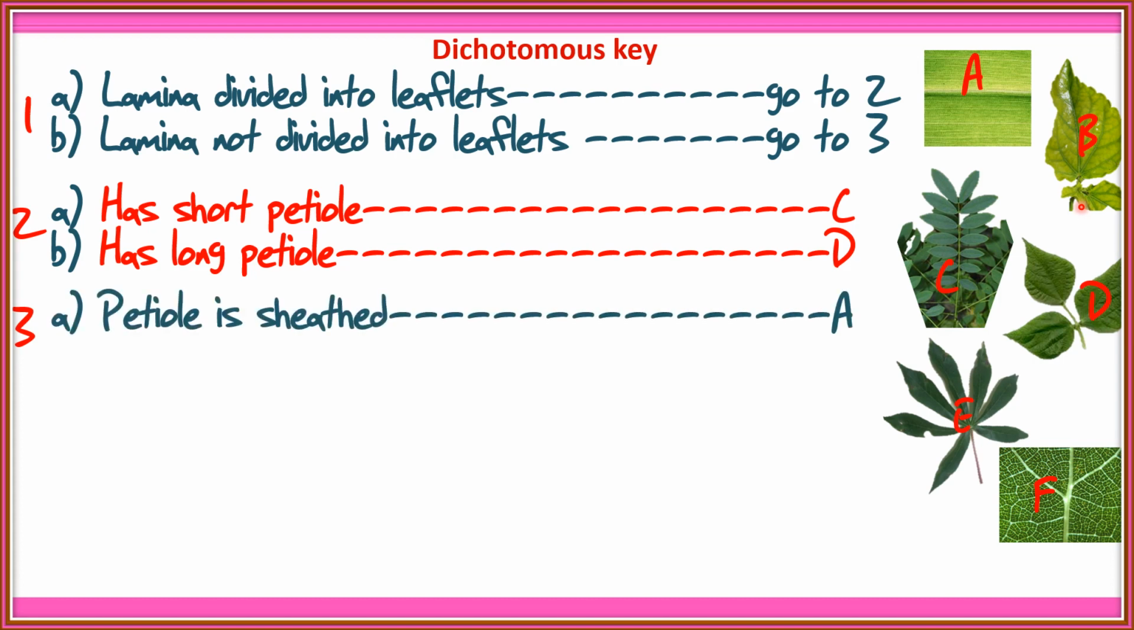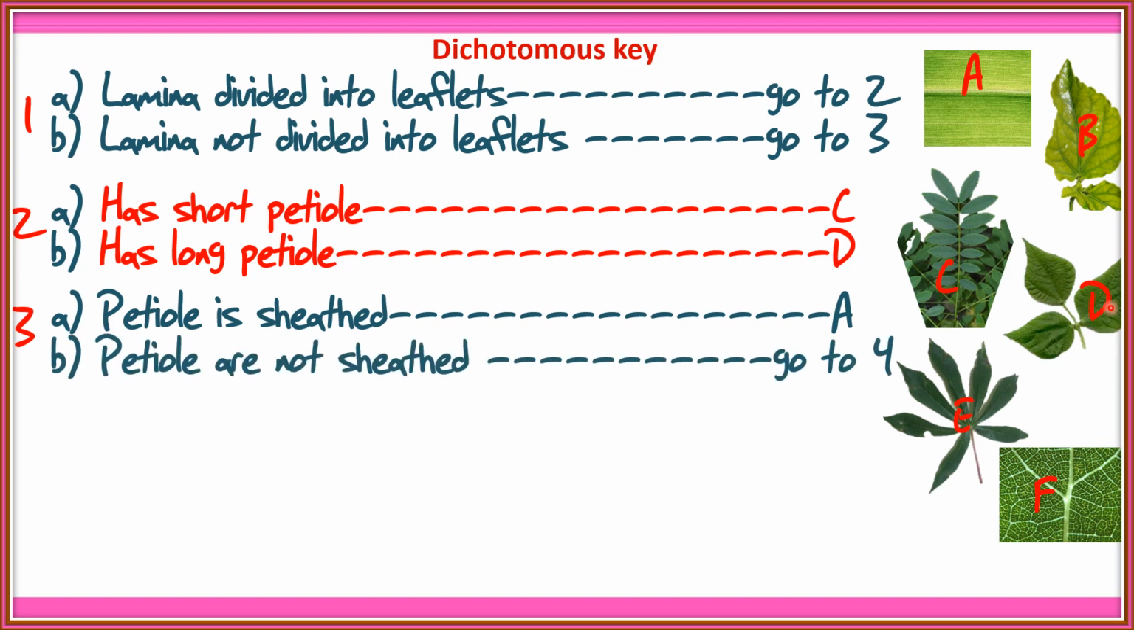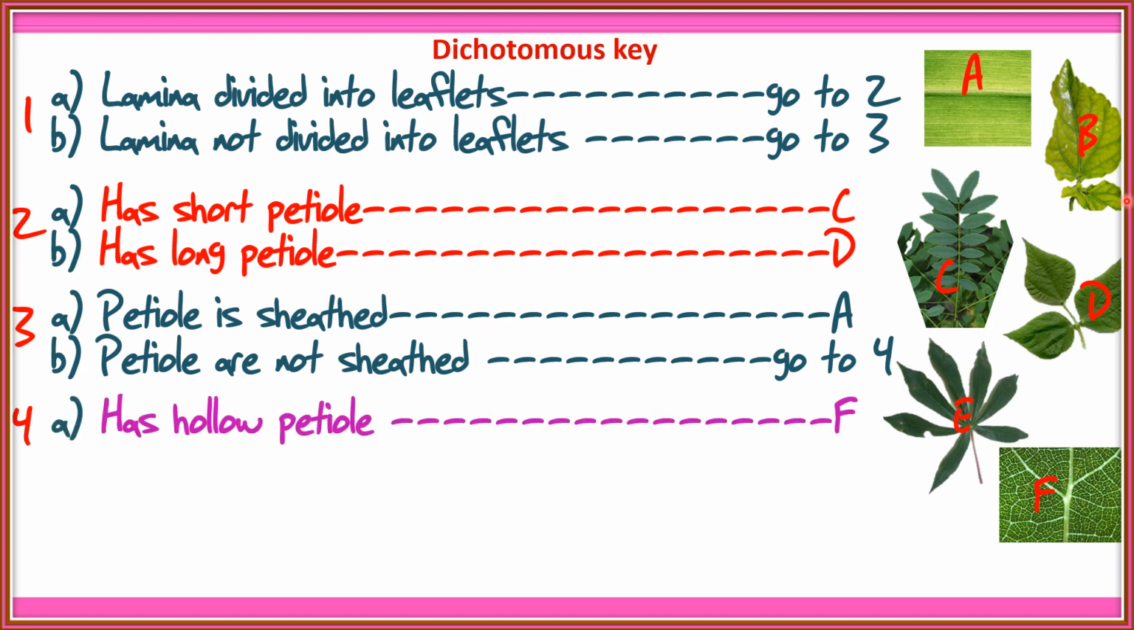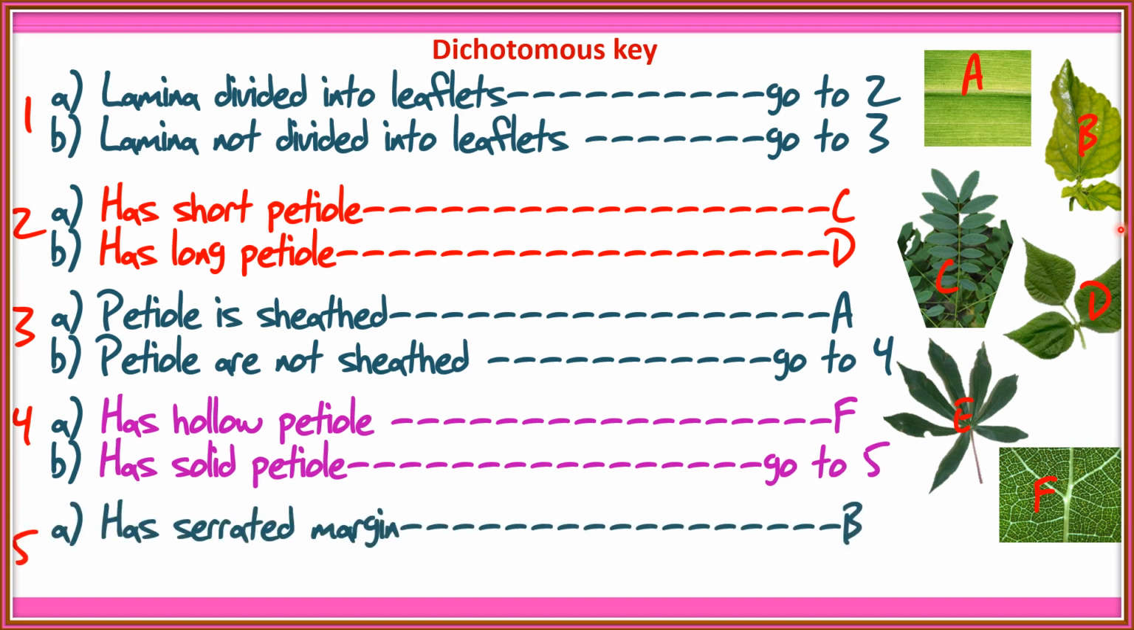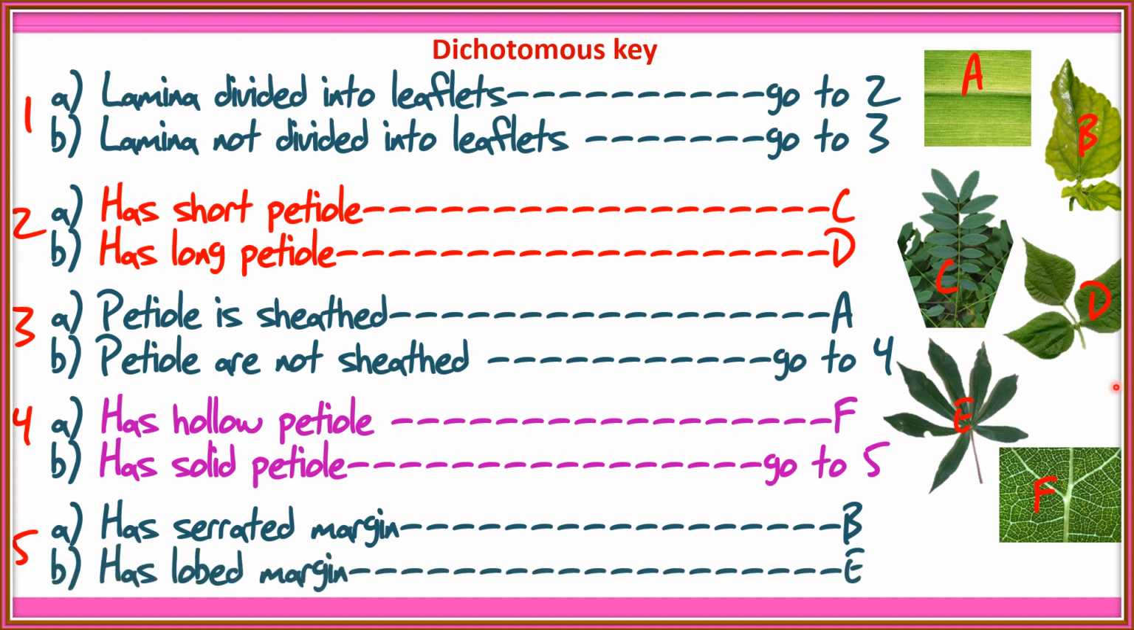Third, we had put there those ones. Petiole is sheathed. That one is A. Petiole is not sheathed. Let us take them to 4. Then couplet 4 has hollow petiole, that is F, purple. It has a solid petiole, we go to 5. Couplet 5 has serrated margin, that is B, and it has lobed margin, that is E.